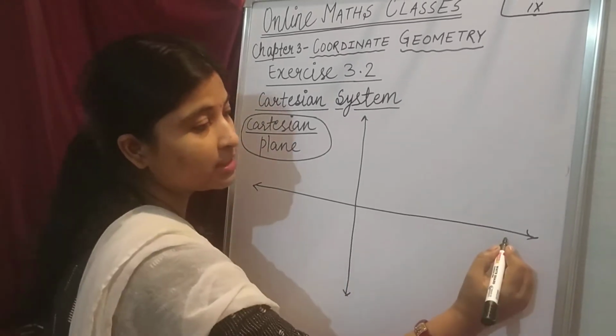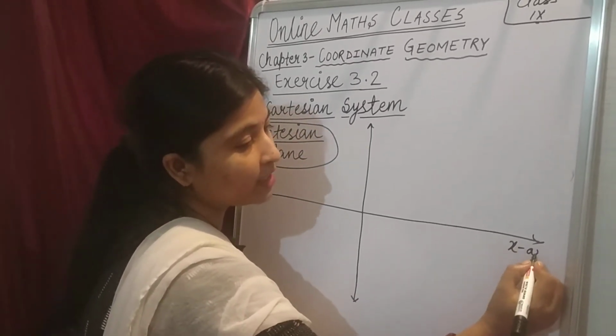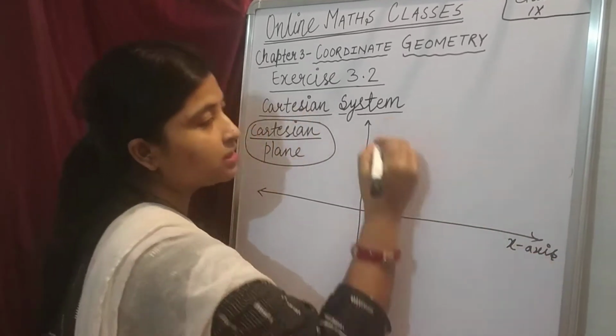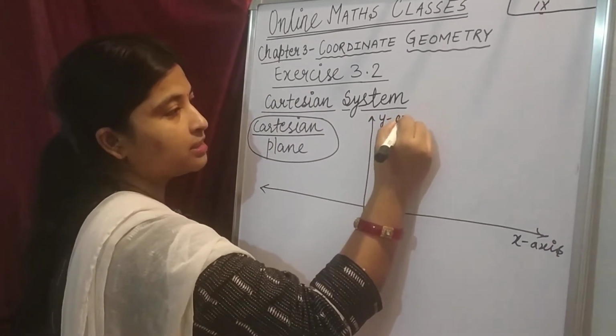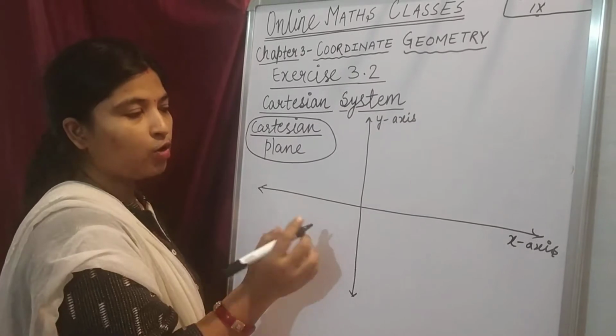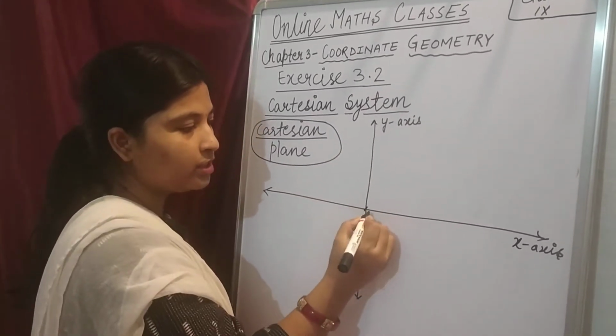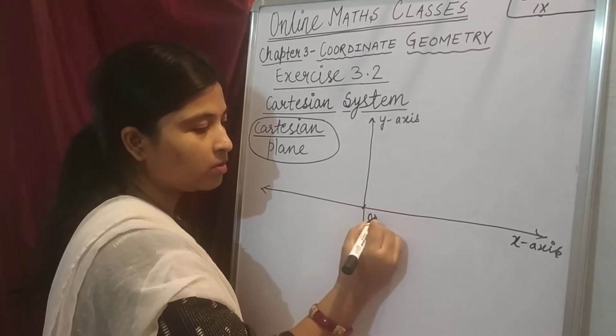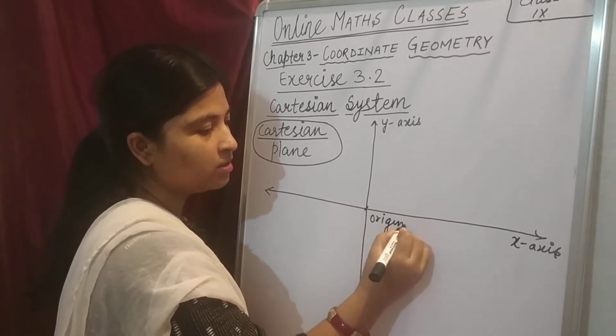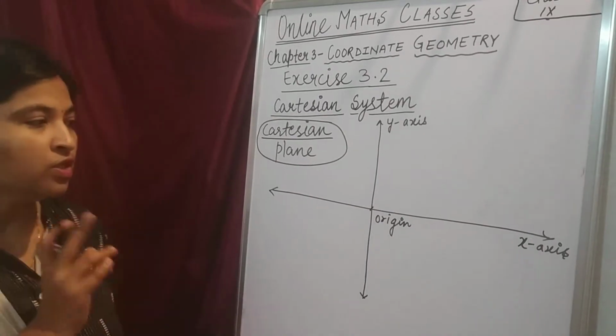Remember it. Okay, now with this Cartesian plane you can see that there are two axes. That is your first axis. I think I told you this is your x axis and this is your y axis. Okay, now where these x axis and y axis are meeting, that point is known as origin.